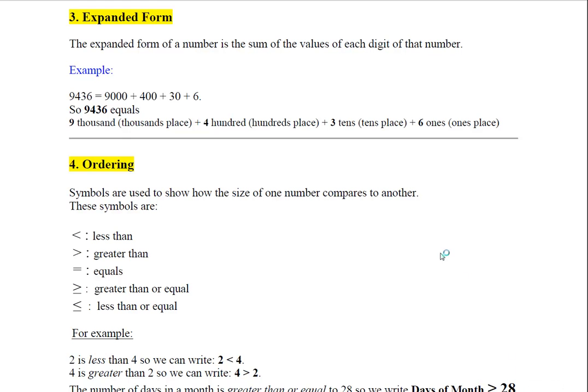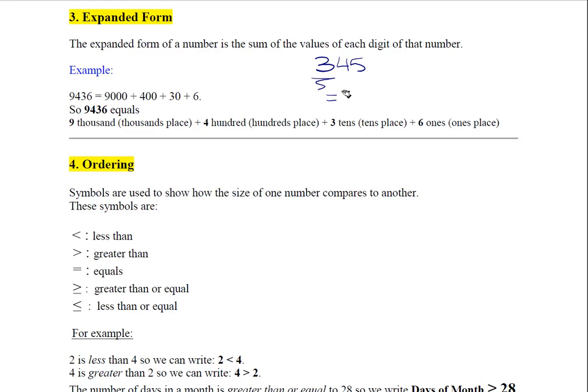Expanded form of a number is actually very simple. Basically, the expanded form of a number is the sum of the values of each digit of that number. Meaning, if I have the number 345, what is the expanded form of that?